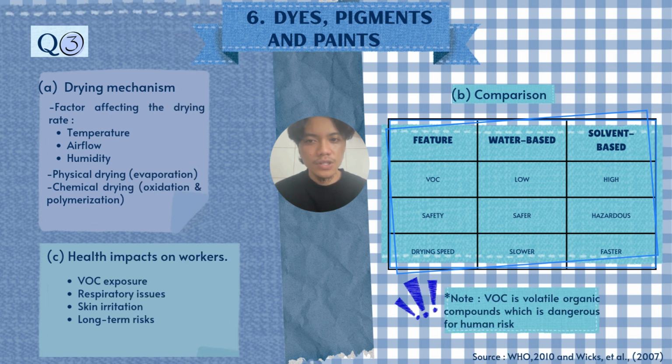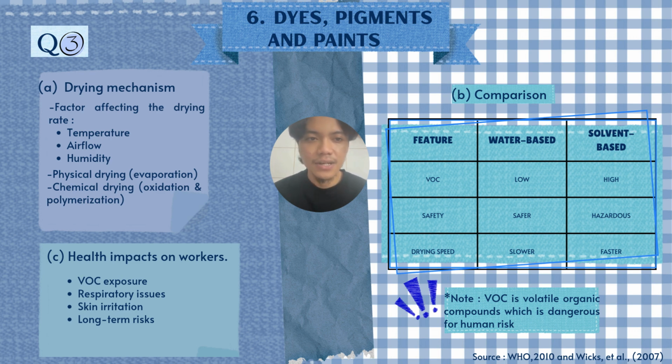Okay, so question number 3 in dyes, pigments and paints is drying mechanisms. After a coating is applied to a surface, it must dry to form a solid protective layer. There are two main drying mechanisms.